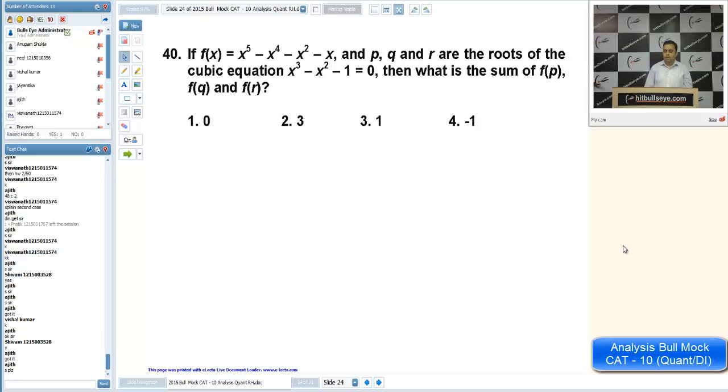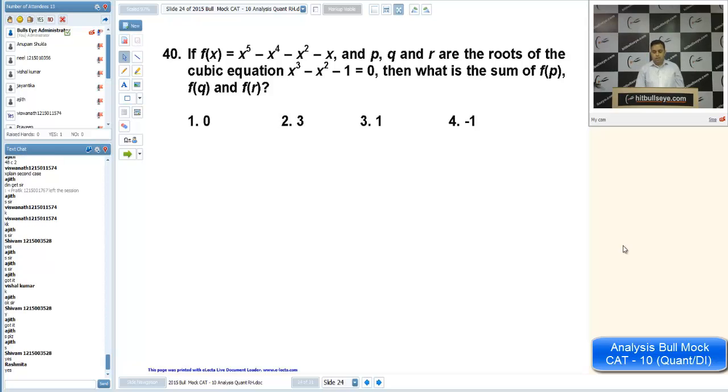Fx is given, P, Q, R are the roots of the cubic equation x cube minus x square minus 1 equal to 0. Sum of Fp, Fq and Fr has been asked. Should I explain it? Okay.